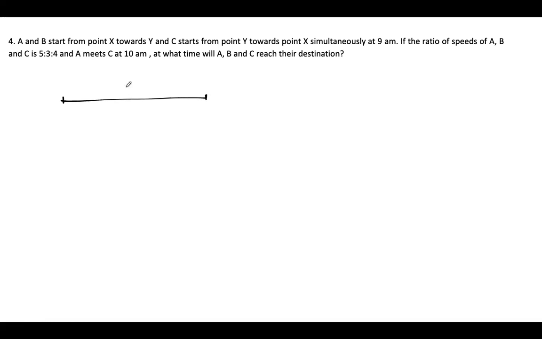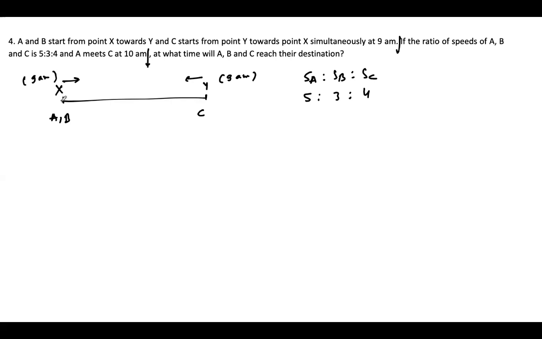A and B start from point X towards Y. Let's say this is point X. And C starts from point Y towards point X simultaneously at 9 a.m. Everyone is starting at 9 a.m., so that shouldn't be a problem. If the ratio of speeds of A, B, and C is 5:3:4, and A meets C at 10 a.m.